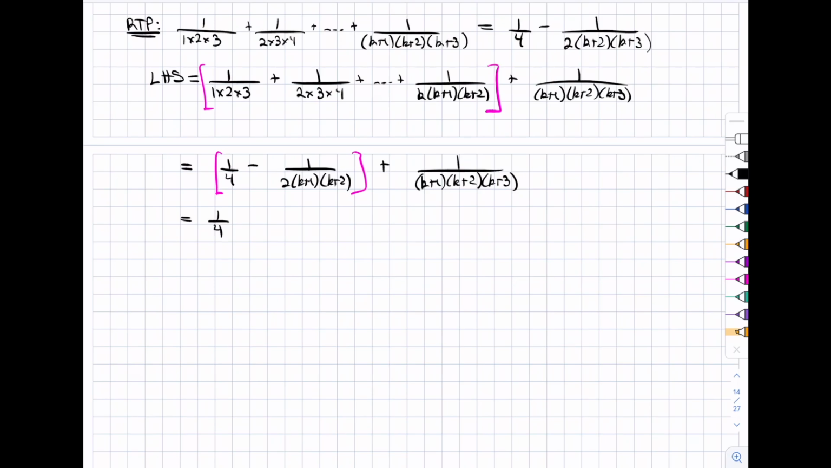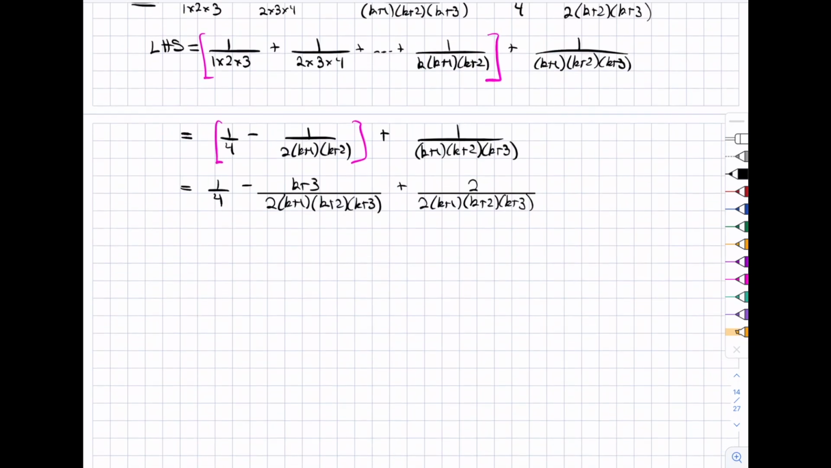So I've got that 1/4 that I'm never touching again. Now to make a common denominator, I'd have to multiply this fraction top and bottom by k plus 3, and I'd have to multiply this fraction top and bottom by 2. So let's do that. I'd get minus k plus 3 all over 2 times k plus 1, k plus 2, k plus 3, plus 2 all over 2 times k plus 1, k plus 2, k plus 3. So now these fractions have the same denominator. I can merge them into one.